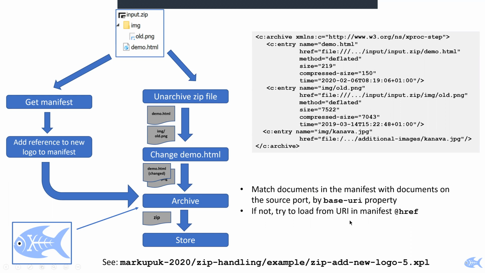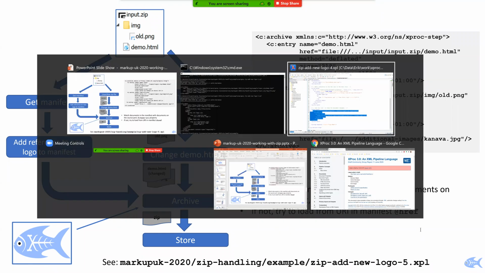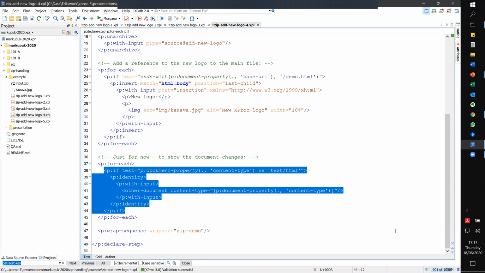But if there is an entry in there which is not present on its source port, it will try to load the file from disk. And for the Canva image, that will be the case, because that is not in our input. It's not coming from the original zip file. So let's have a look at the code for that. And now it's getting a bit complicated, because we have to merge two branches of a pipeline, the one that changes the manifest and the one that creates the new zip file. All right.